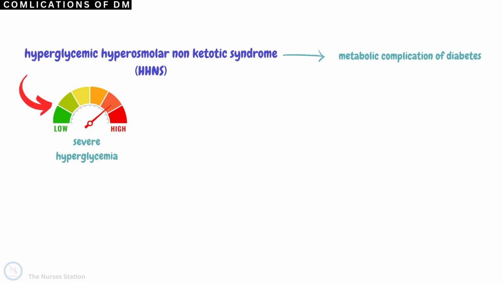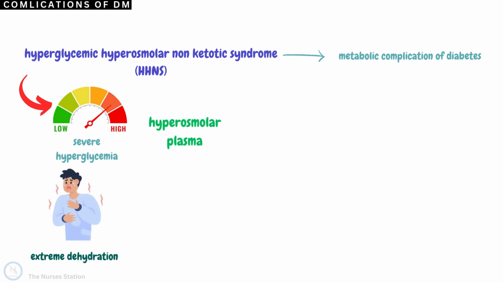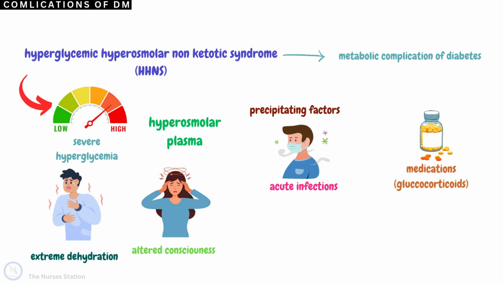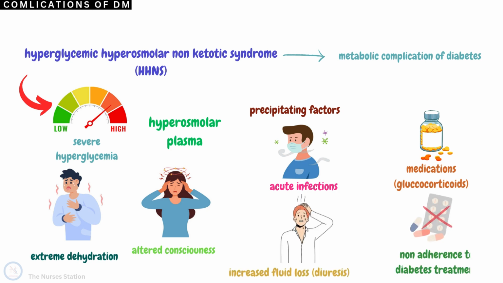Hyperglycemic hyperosmolar non-ketotic syndrome is a metabolic complication of diabetes mellitus characterized by severe hyperglycemia, extreme dehydration, hyperosmolar plasma, and altered consciousness. It most often occurs in type 2 diabetes mellitus. The precipitating factors include acute infections and other medical conditions, medications that impair glucose tolerance like glucocorticoids, increased fluid loss, diuresis, and non-adherence to diabetes treatment. Serum ketones are not present in HHNS as the amount of insulin present in most patients with type 2 diabetes mellitus is adequate to suppress ketogenesis.